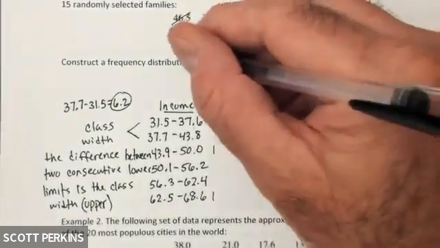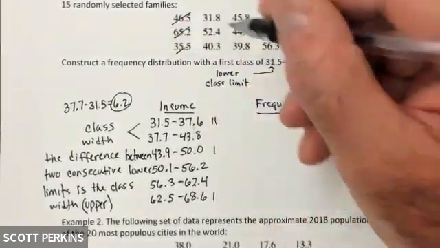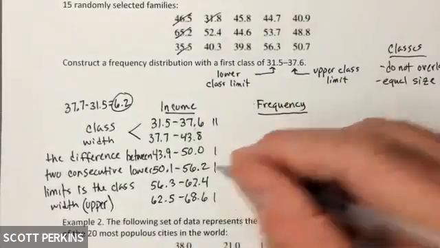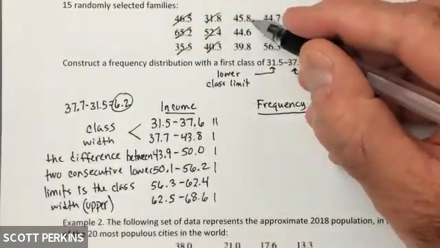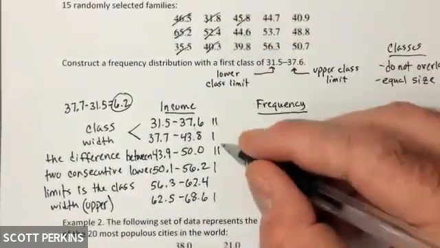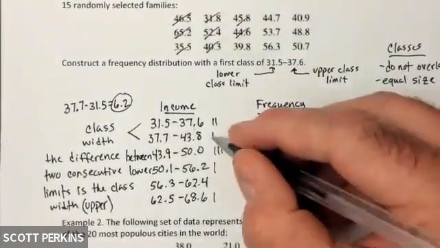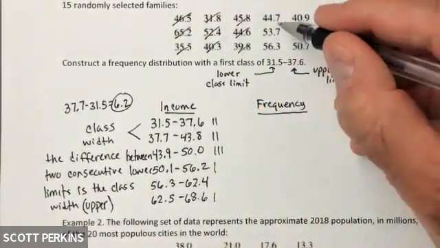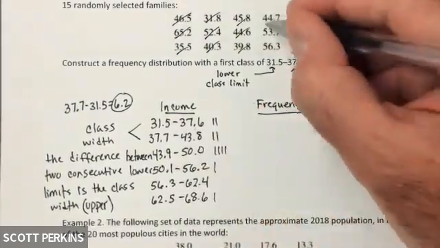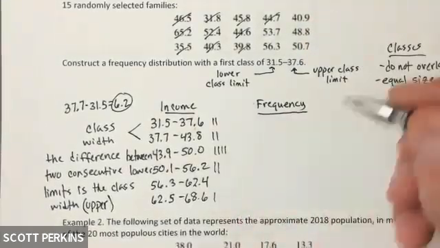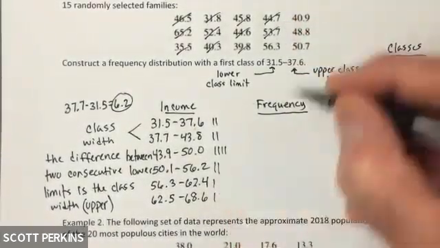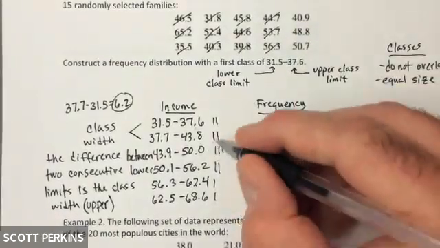35.5, going to make a mark right there. 31.8 is in this class, make a mark. 52.4 is in this class, make a mark. 40.3 is in this one. 45.8, third class. 44.6 is in the third class. 39.8 is in the second class. 44.7 is in the third one. You still with me? Am I losing anybody? I'm just tallying up where the values are. We doing okay? Okay. 53.7 is in the fourth class. 56.3 is in the fifth. 40.9 is in the second.